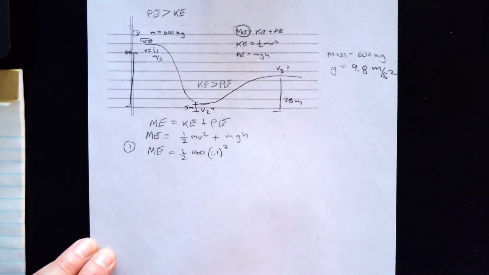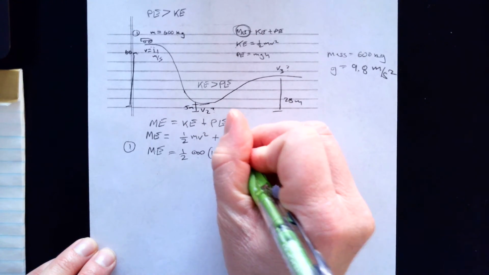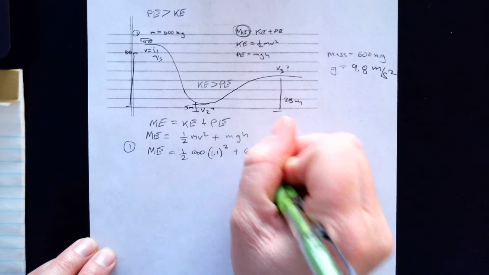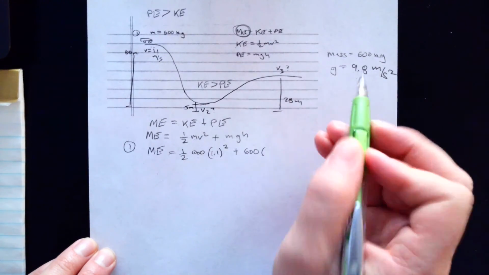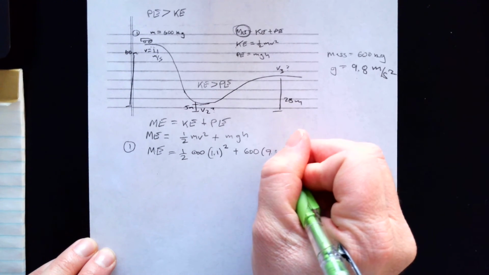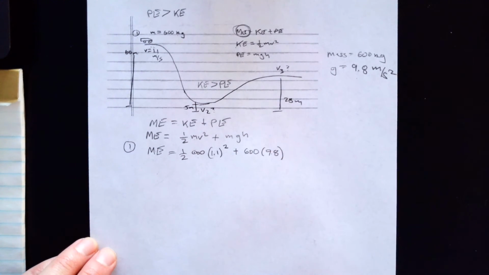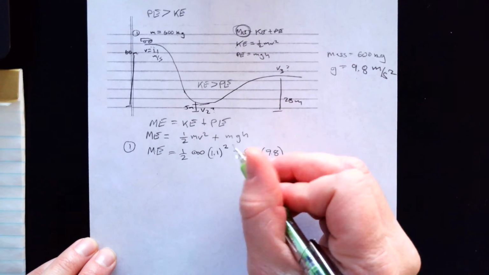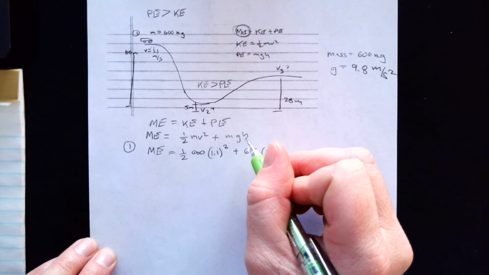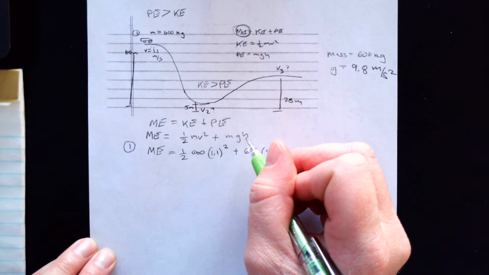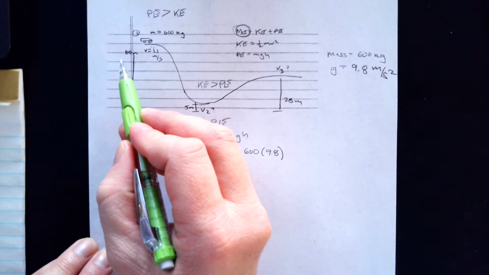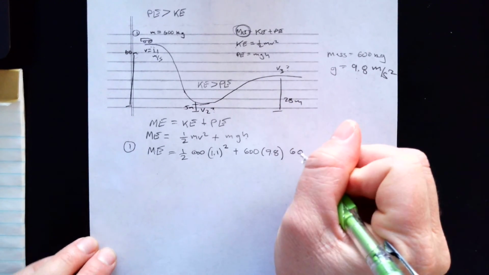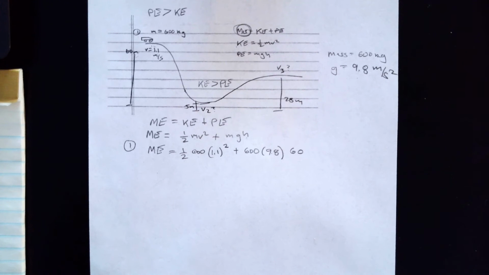I'm not putting any units in here right now because I'm just trying to keep it simple. Then plus m, which I know is 600, times g. What is g? 9.8. After that, I type in my h. Do I know what h is? Height. In this case, the height is 60. Any questions so far?